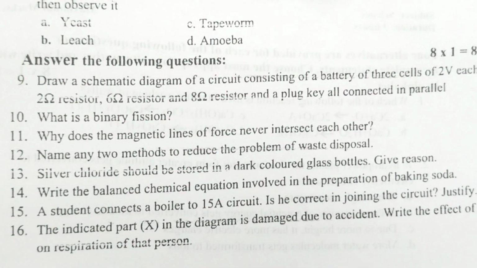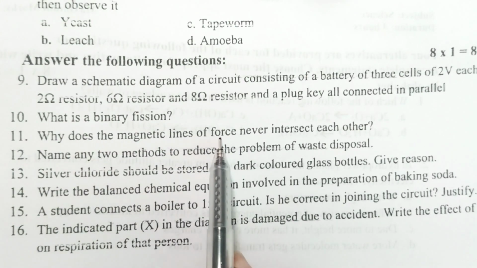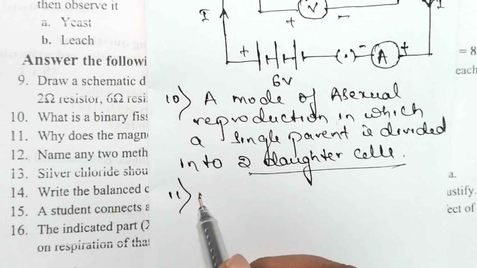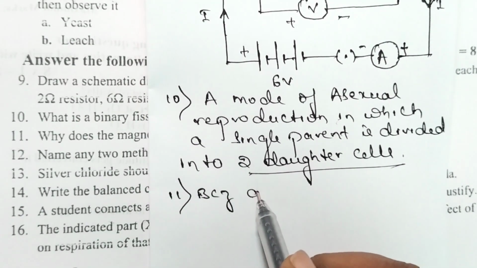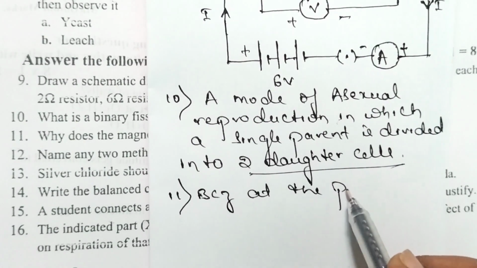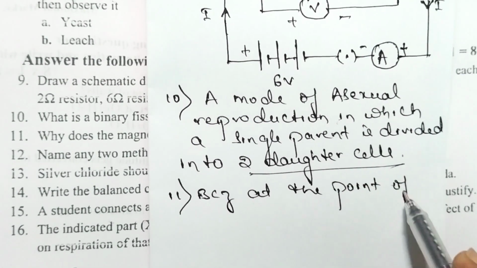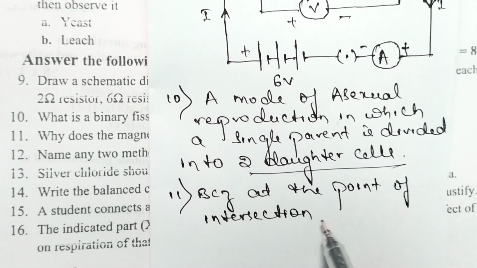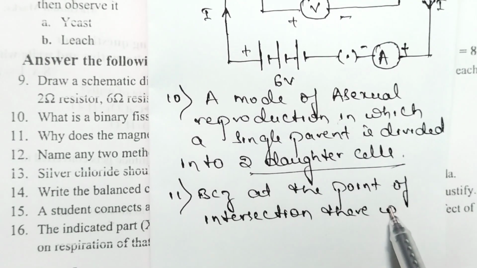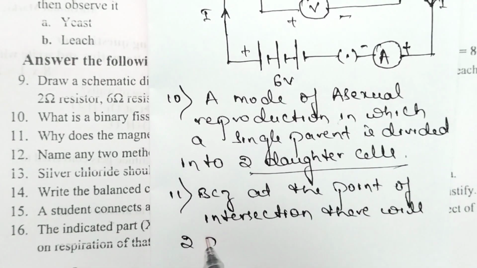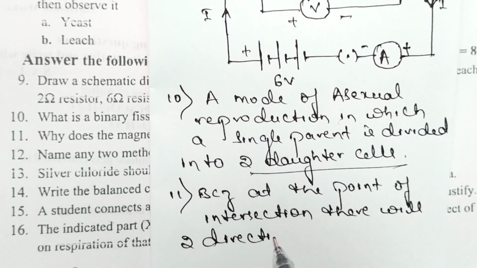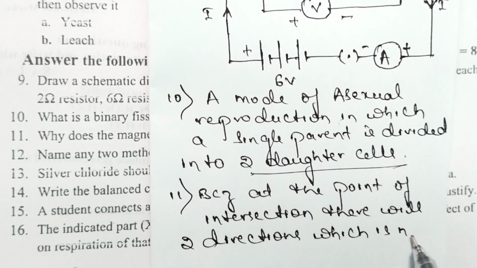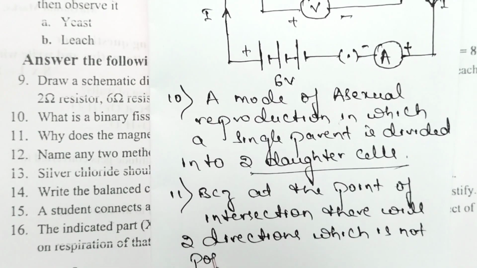Then coming to 11th question, why do the magnetic lines of force never intersect each other? So for this question the right answer is because at the point of intersection there will be two directions, which is not possible. So this is the right answer for the 11th one.